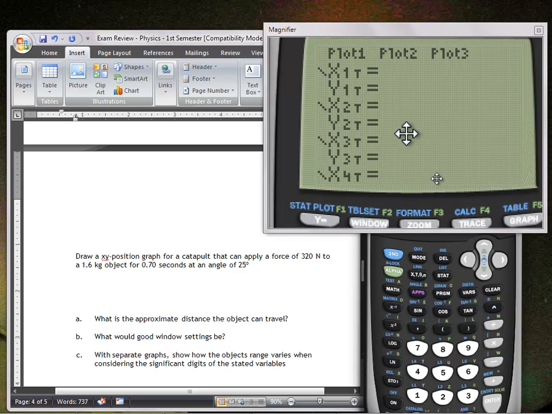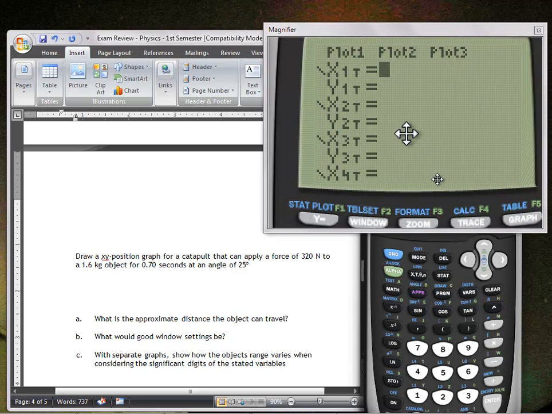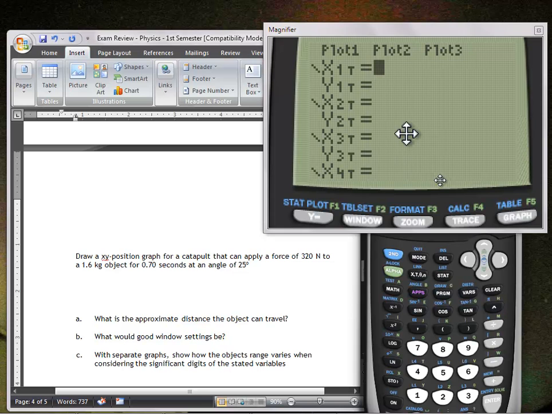Alright, today we're going to answer some questions with a calculator, and it's a review question, so it's going to involve some concepts from all over the place. The question is to draw an XY position graph for a catapult that can apply a force of 320 newtons to a 1.6 kilogram object for 0.7 seconds, and we'll shoot this object out at an angle of 25 degrees and see how far it travels.